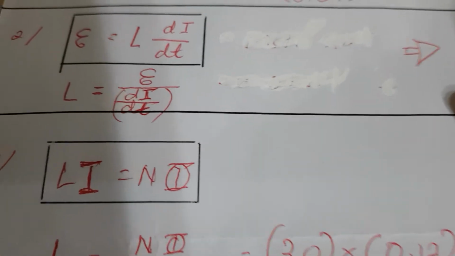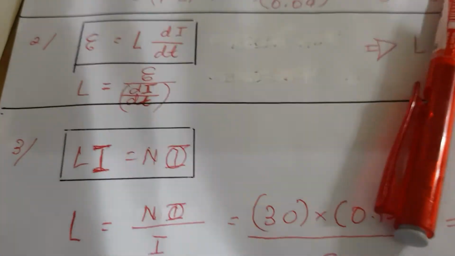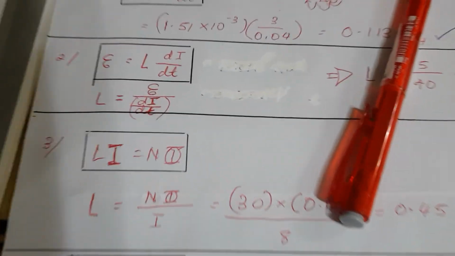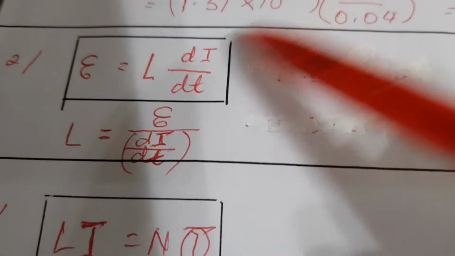Next one, number 2. What are they asking you to find for number 2? They are asking you to find the self-inductance. So if they are asking you to find the self-inductance, what is given to you? EMF is given to you. Di per dt is also given to you, correct or not?